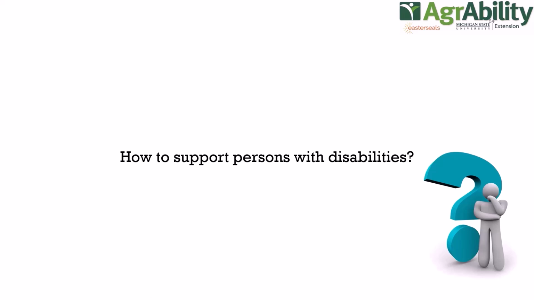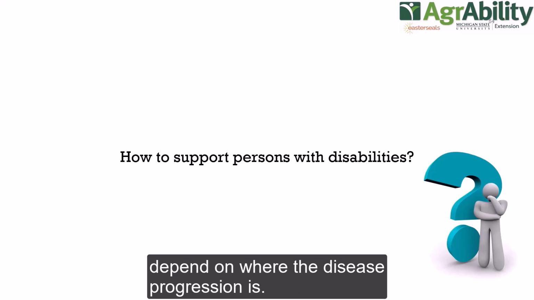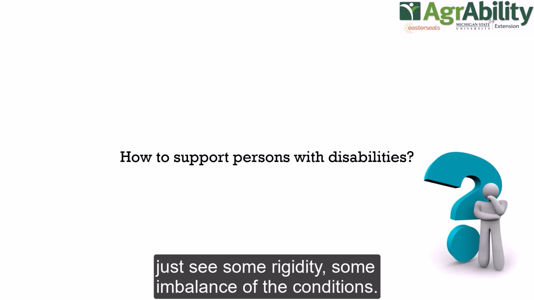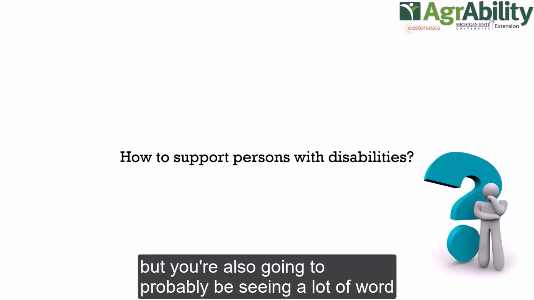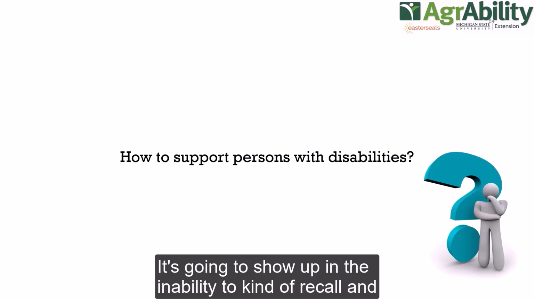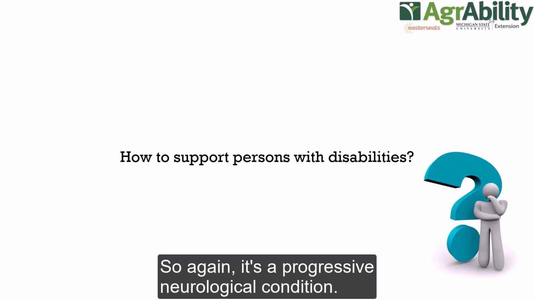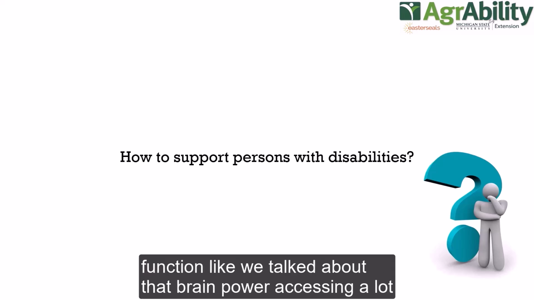What are the functional limitations going to look like with Parkinson's? So the functional limitations with Parkinson's are going to depend on where the disease progression is. When you're at the beginning stages of Parkinson's, you may just see some rigidity, some imbalance issues, but you're also going to probably be seeing a lot of word-finding issues. It's going to show up in the inability to recall, with some memory issues layered on top of that. So again, it's a progressive neurological condition. It does impact both areas, motor and cognitive function, that brain power.